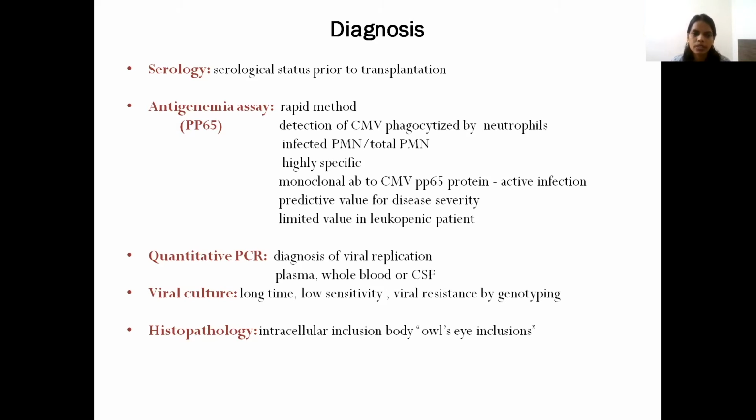Then there is quantitative PCR for diagnosis of viral replication. It can be done in plasma, whole blood, or CSF. Then viral culture generally takes a long time and has very low sensitivity. It can be used when viral resistance is tested by genotyping. Then the confirmatory test is histopathology. The typical intracellular inclusion body seen for CMV infection is the Owl's eye inclusion.